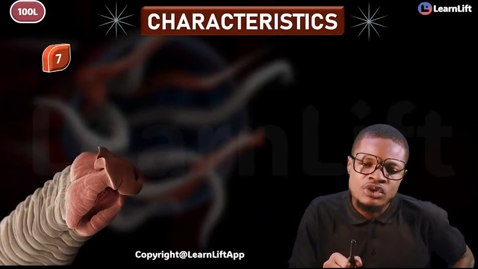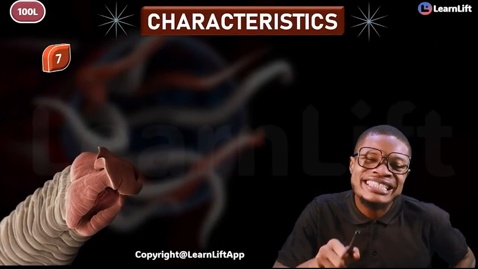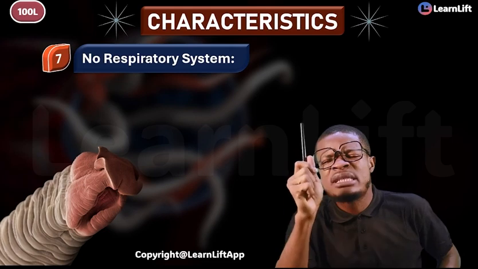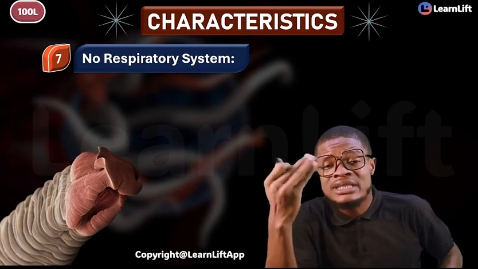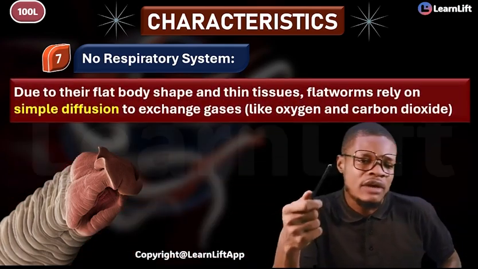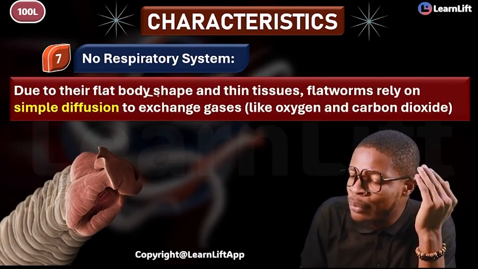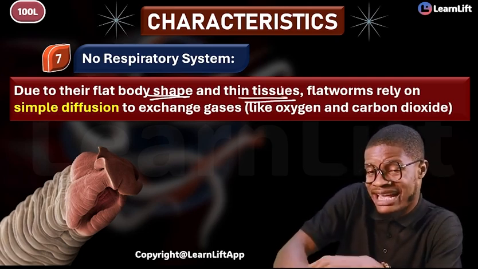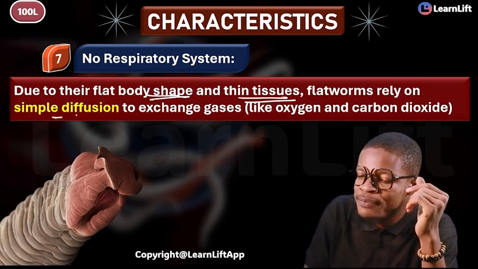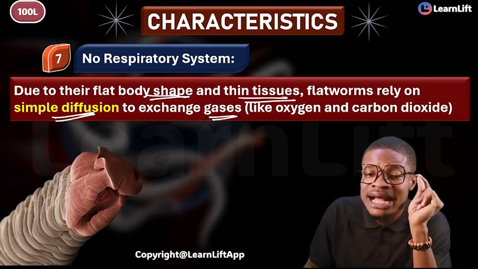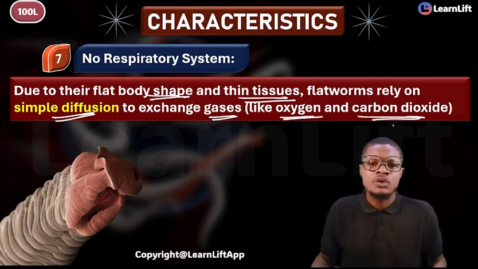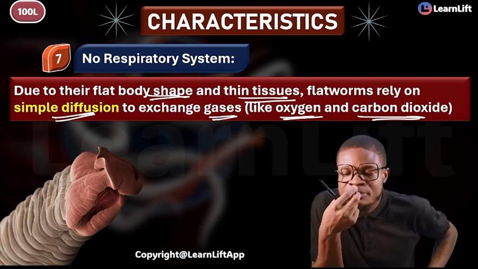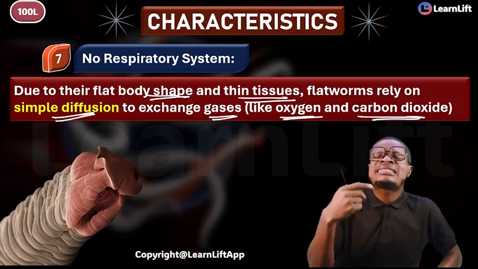Another important characteristic of platyhelminthes, number 7, is no respiratory system. Do they have a respiratory system or not? They don't have a respiratory system. By this, what do we mean? Due to their flat body shape and thin tissues, flatworms rely on simple diffusion to exchange gases. Gases like what? Oxygen and carbon dioxide. So how is respiration carried out in platyhelminthes? It is by simple diffusion.